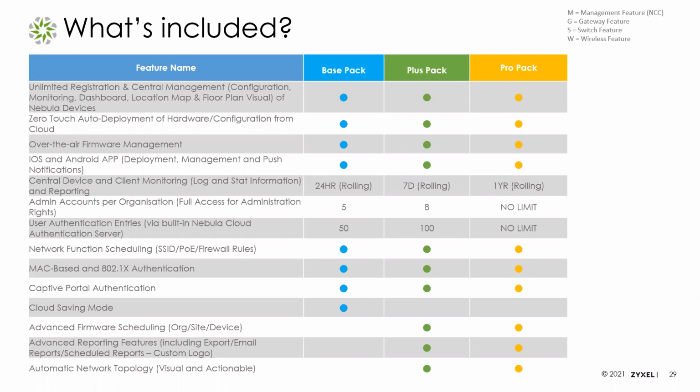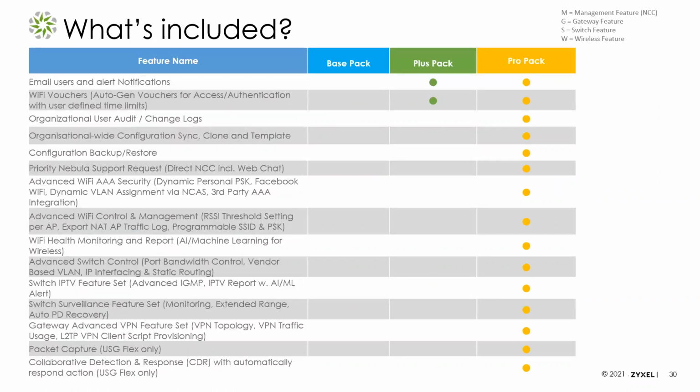A big one here with the Plus and Pro Pack is the reporting. We give you the ability to generate reports automatically and send those to an email that you specify. If you're sending these reports to your customer, you can add your logo to those emails, so you're getting some branding when they see that. We have what's called automatic topology view, which goes through and will automatically create a graph showing you how the different devices are connected together, and some other features like that.